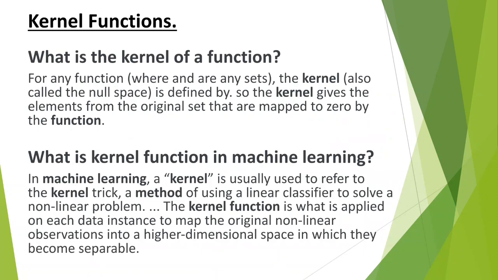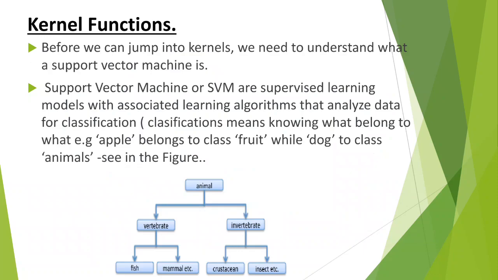What is the kernel of a function? For any function, where the domain and codomain are any sets, the kernel, also called the null space, is defined by the following. So the kernel gives the elements from the original set that are mapped to 0 by the function. What is a kernel function in machine learning? In machine learning, a kernel is usually referred to as the kernel trick, a method of using a linear classifier to solve a nonlinear problem. The kernel function is applied on each data instance to map the original nonlinear observations into a higher dimensional space in which they become separable.